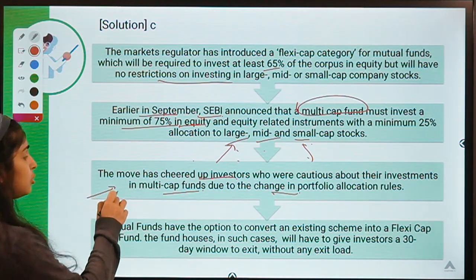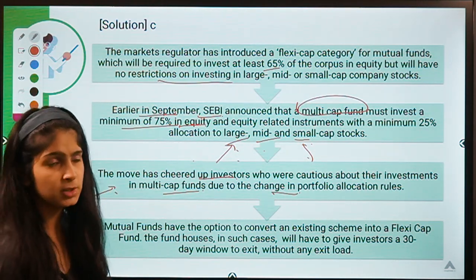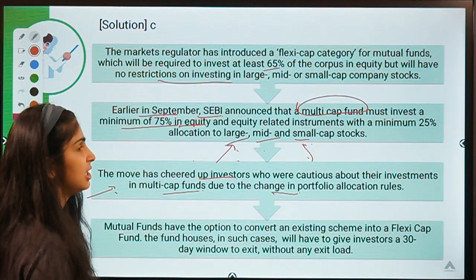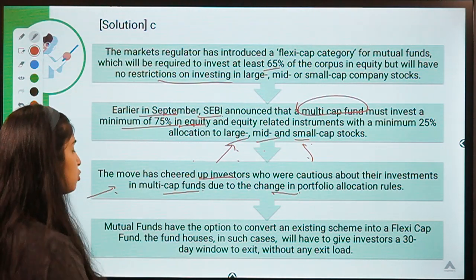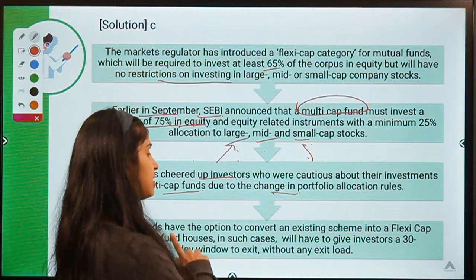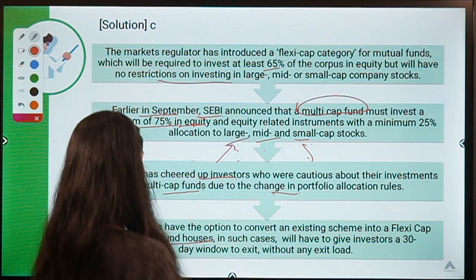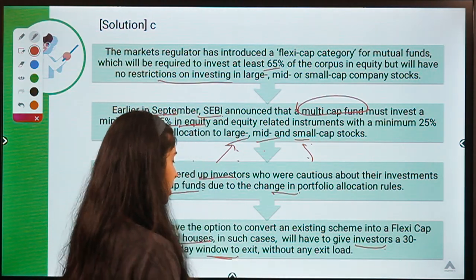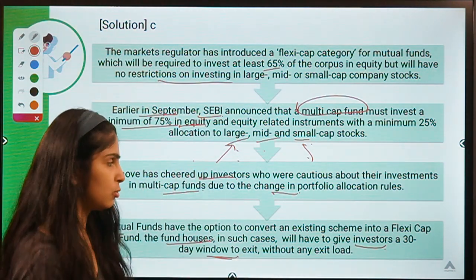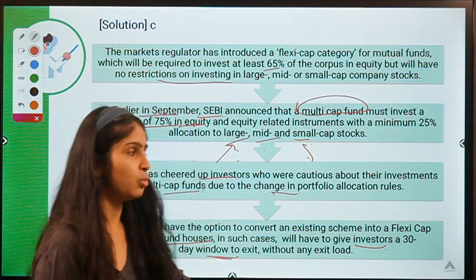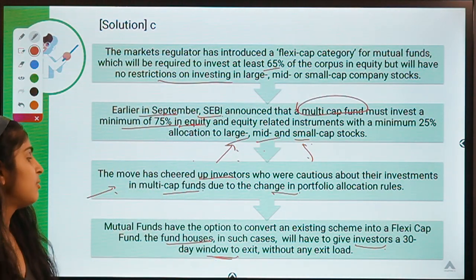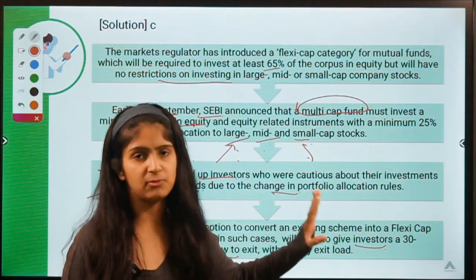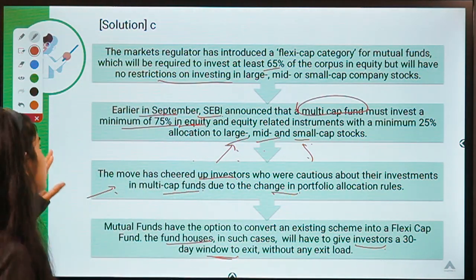So this is a move to address those concerns of investors that took place when this earlier decision came out. Mutual funds have the option to convert an existing scheme into a flexi cap fund. Fund houses in such cases will have to give investors a 30-day window to exit without any exit load. So mutual funds can convert their schemes into flexi cap funds and will have to provide 30 days for the investors if they want to leave the scheme.